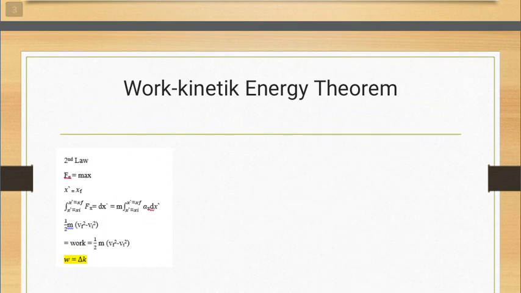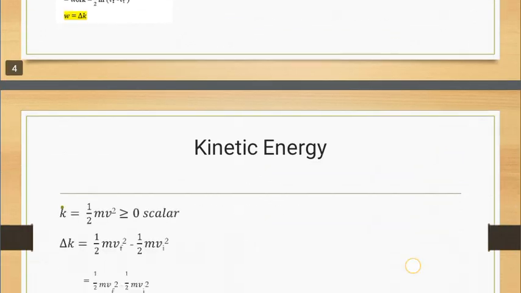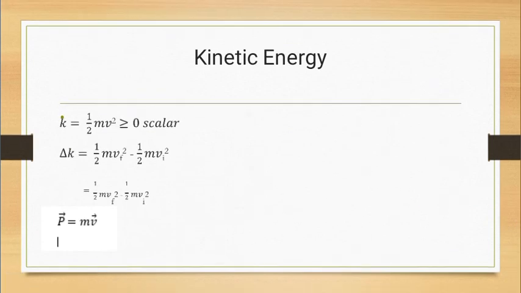Next, the work-kinetic energy theorem. Next, kinetic energy. Let's talk about kinetic energy. We'll call kinetic energy K, and it is given by 1/2 m v squared. And this is a scalar quantity, so it's going to be 0 or positive. It's never going to be negative.